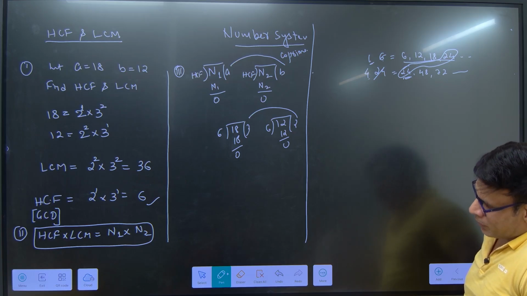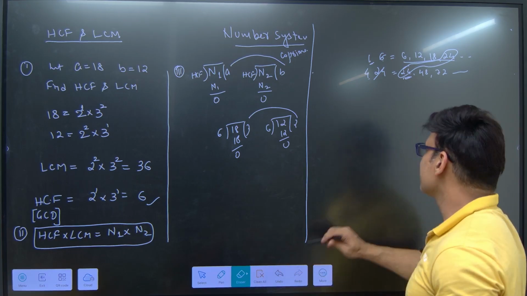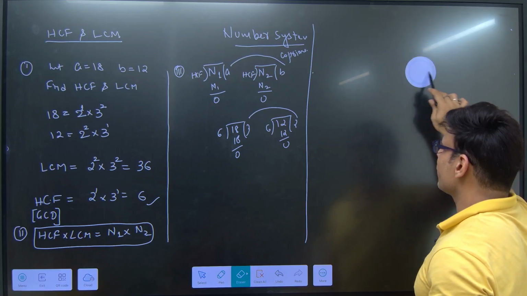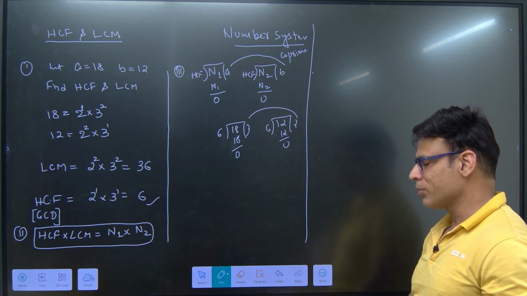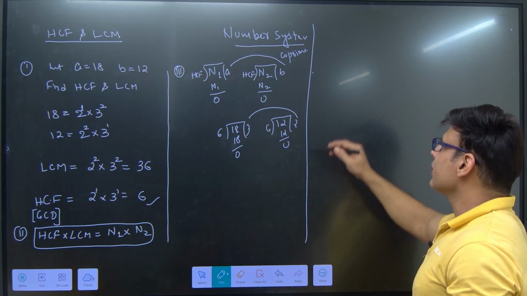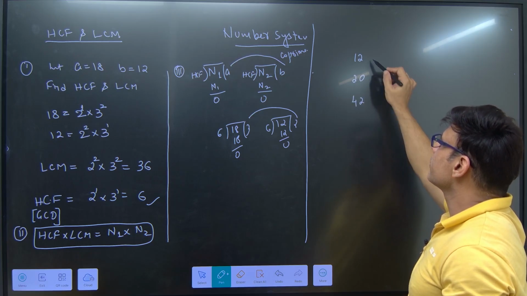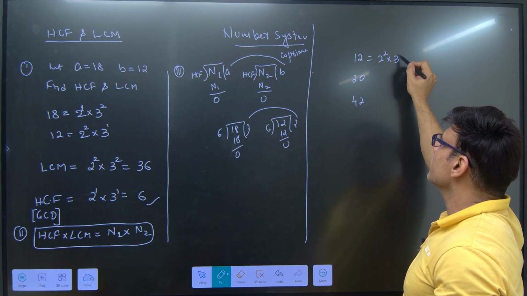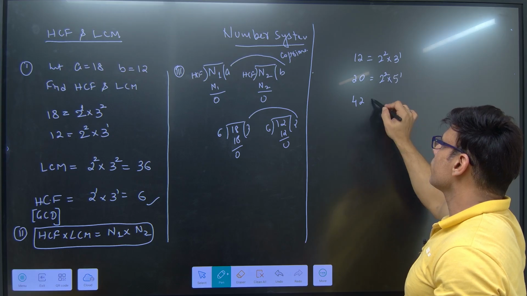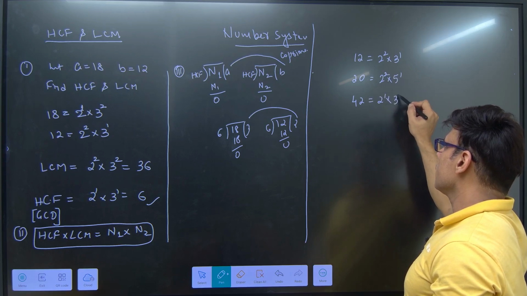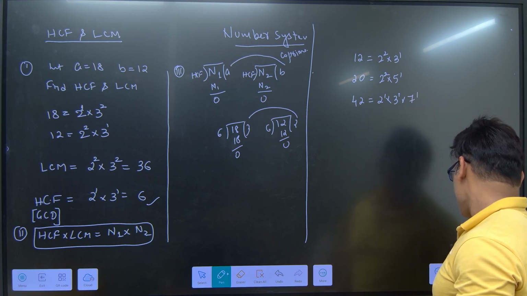So HCF, LCM, and one last thing in this: you can similarly find out for three numbers, but the formula is not valid for three numbers. That's only for two numbers. So let's say if you have 12, 20 and 42. 12 is 2 squared, 20 is 2 squared into 5 raised power 1, 42 is 2 raised power 1, 3 raised power 1, 7 raised power 1.